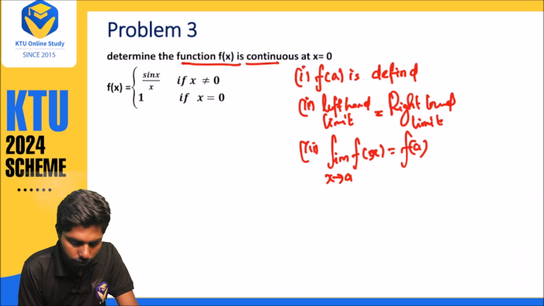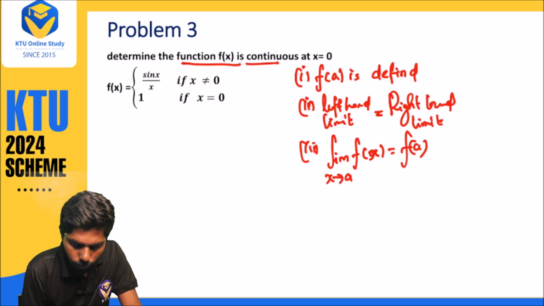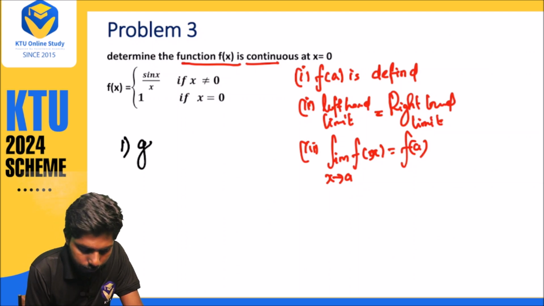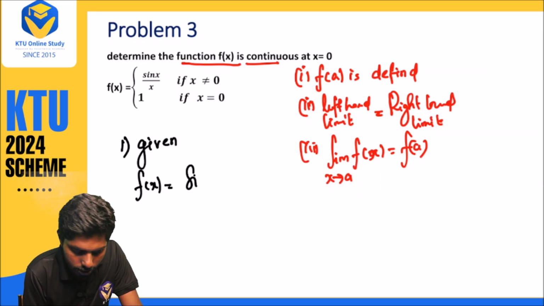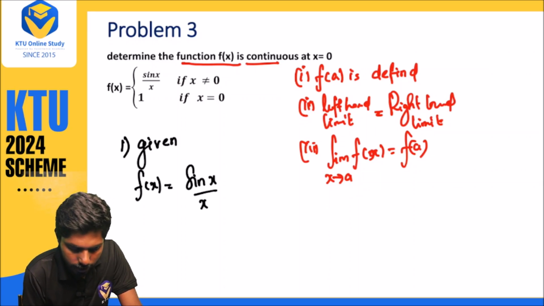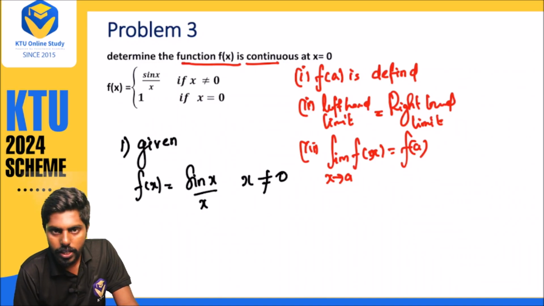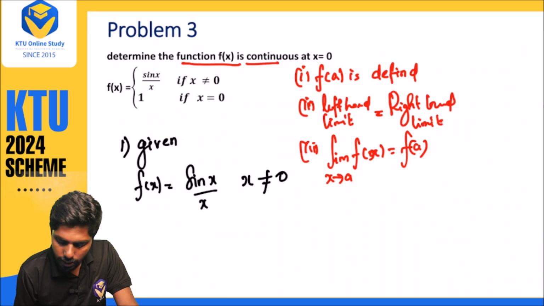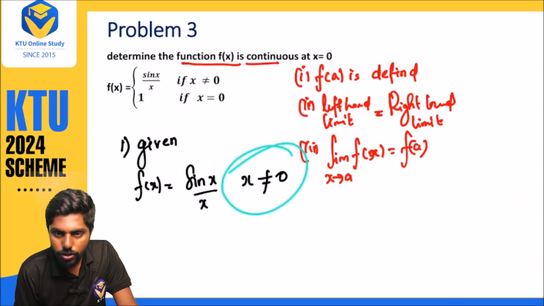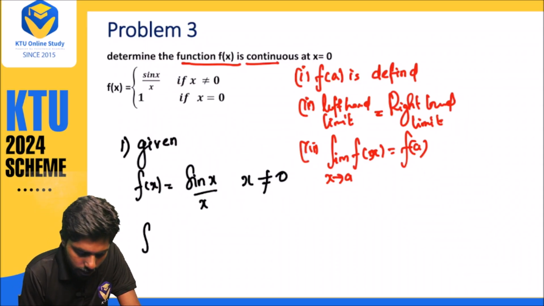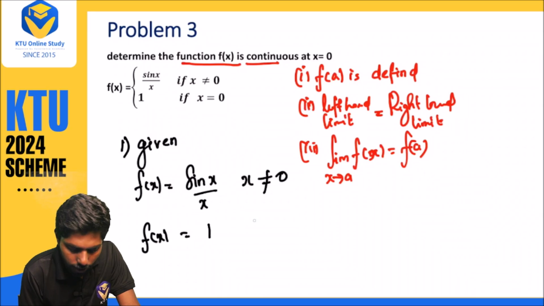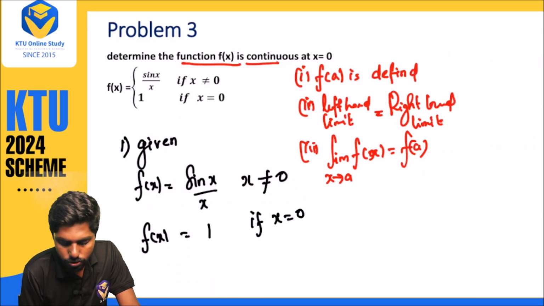Okay, we will be seeing the problem. What is the thing they have given? So first, step number 1, write the given: f of x is equal to sine x divided by x, when x is not equal to 0. And the second condition is f of x is equal to 1 if x is equal to 0.